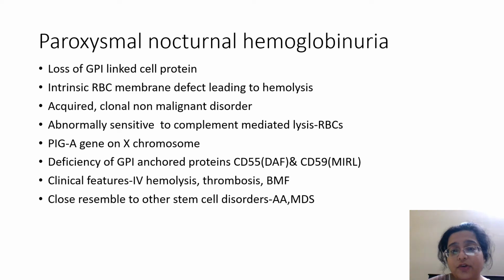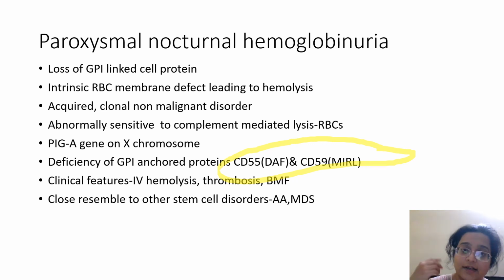PNH, very, very important to remember. CD55, DAF, and CD59, MIRL. These are GPI anchored proteins which are deficient. Deficiency of these makes the RBC prone to any sort of damage, leading to hemolysis. These conditions mimic MDS, aplastic anemia. They can cause thrombosis, abdominal pain, bone marrow failure. PNH has to be thought of if it's a pediatric or a young adult and you are getting features of bone marrow failure, features of hemolysis, thrombosis, always think of PNH and get the clones ruled out.